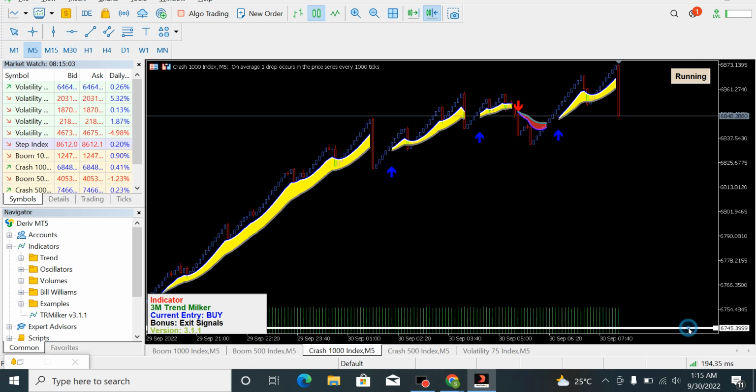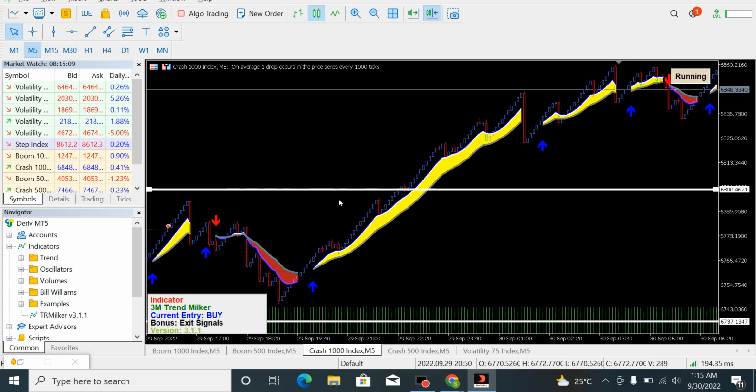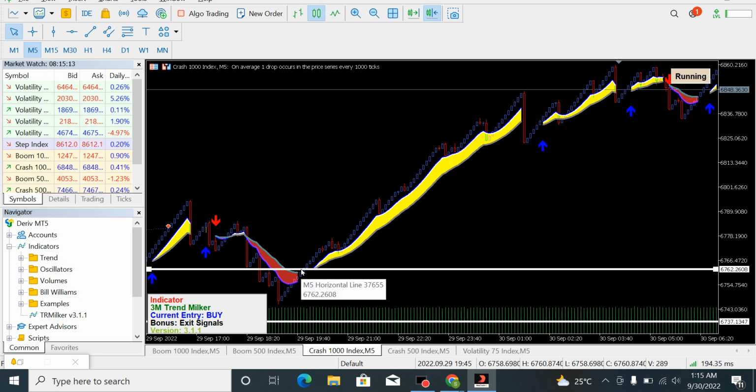So you don't want to endanger your account in such a situation. It is better you come in around here, when you have the whole opportunity. The support, it has just gotten off the support, and because it was unable to break out from the support, it is just going into a new trend, which is going to be a buy trend.